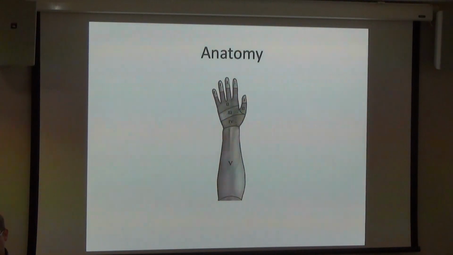The zones you need to know: zone 1 up to the middle phalanx, zone 2 up to the A1 pulley, zone 3 the palm, 4 carpal tunnel, 5 forearm, and then the thumb is slightly different.